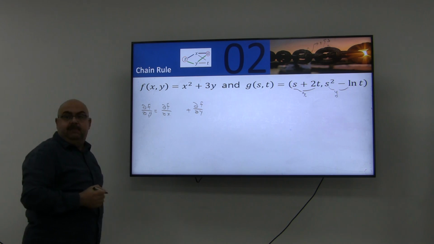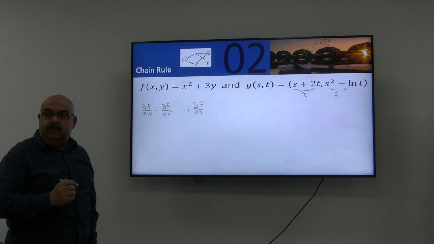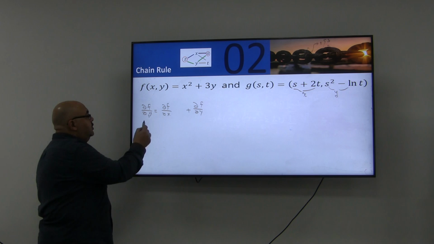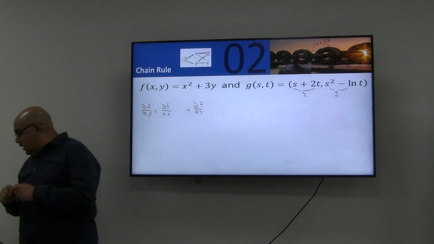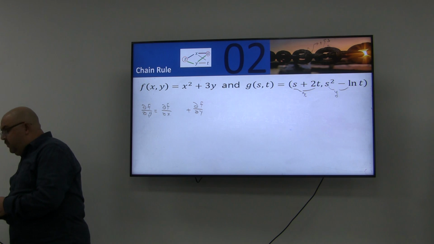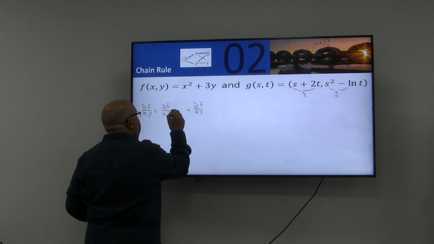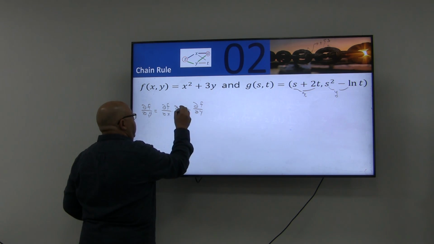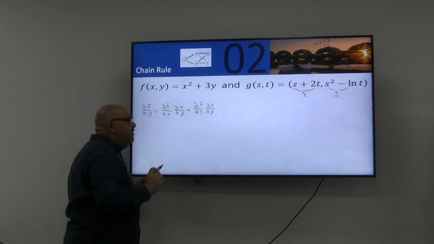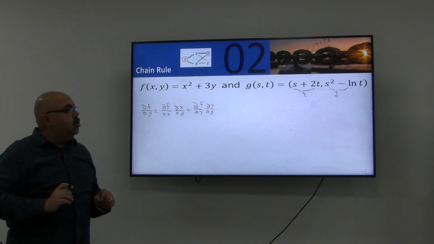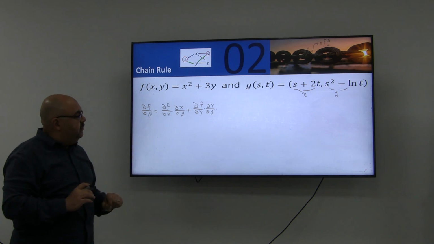This is the first step. The second step, you need the derivative with respect to s. So I will start differentiating: partial f partial x times partial x partial s, plus partial f partial y times partial y partial s, and that's the derivative of this function with respect to the value of s.